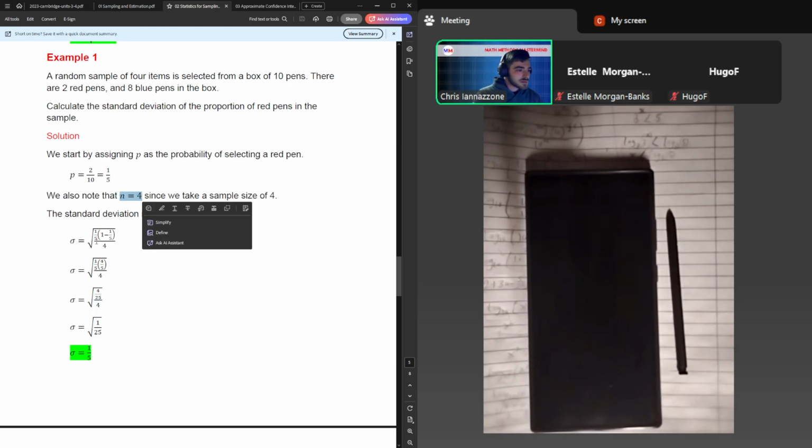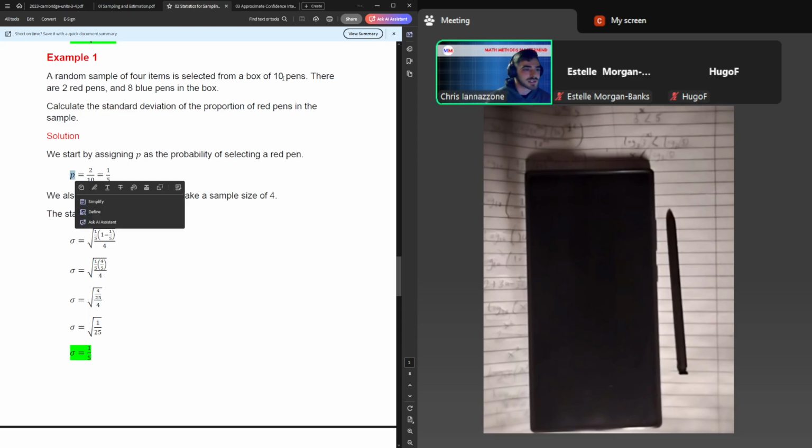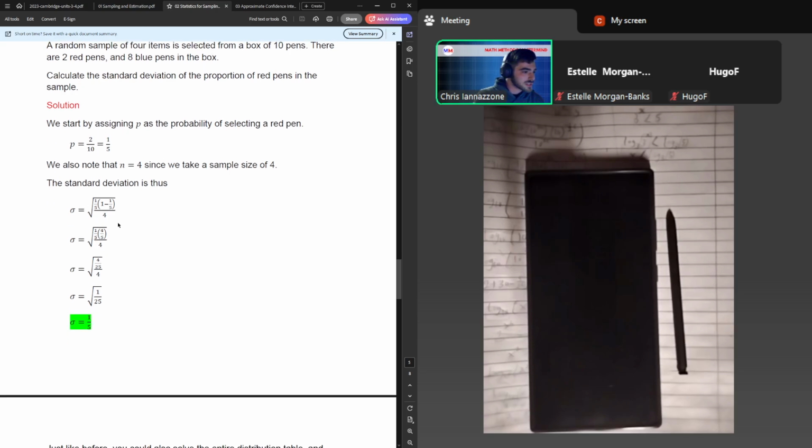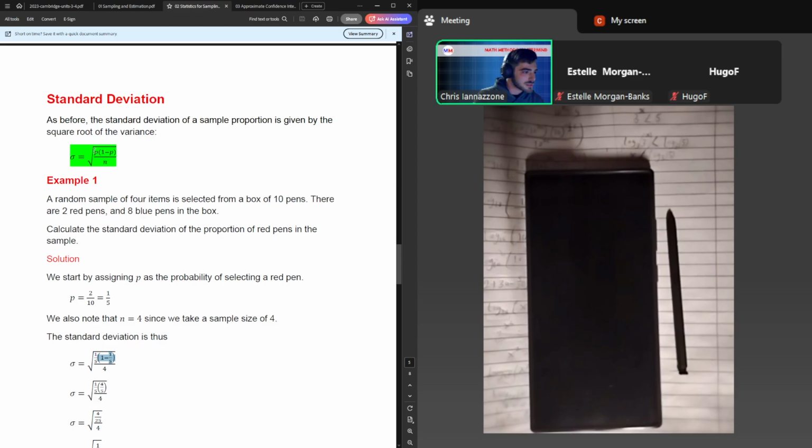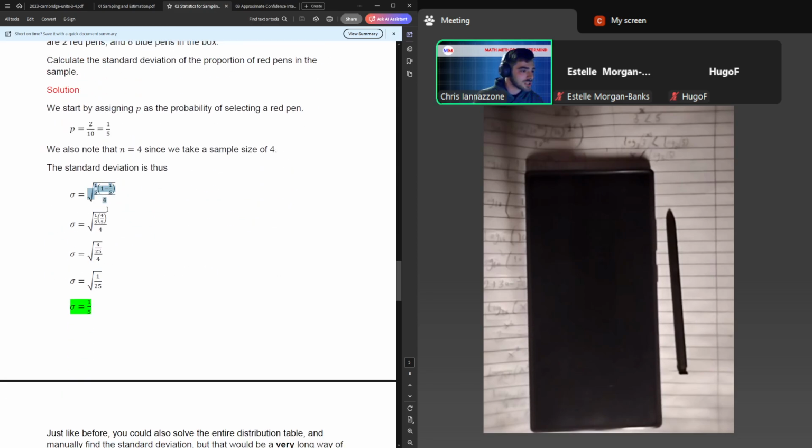We also need N to calculate our standard deviation, which means we need to figure out how many is in the sample. It's worth pointing out that we don't use this N, we're using this N. This is a population proportion. This is the sample size. So it's worth really clarifying that these are calculating off of different N's. That's where it gets a bit tougher. But okay, cool. Now we have everything we need. We have a P, we have an N, chuck them in, solve.